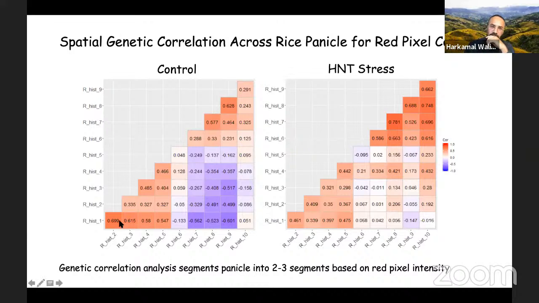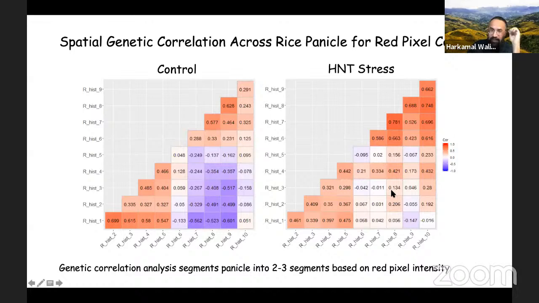And we see that if you impose HNT stress, that difference is actually not that big. So theoretically, and I'm going on very thin ice, the superior grain might be getting more affected by HNT stress and starting to look more inferior. Hence, you don't see as deep a color-based demarcation. Color being not the pixel color, but the correlation color between the ends of the panicle and the middle.